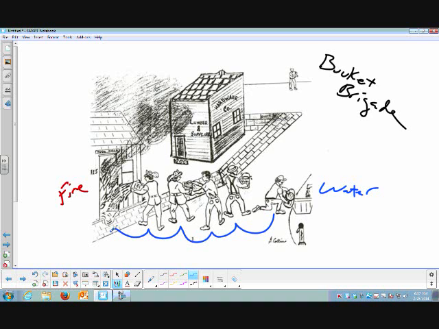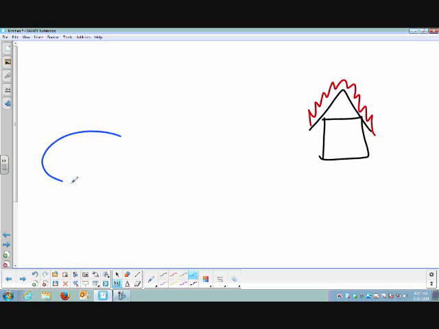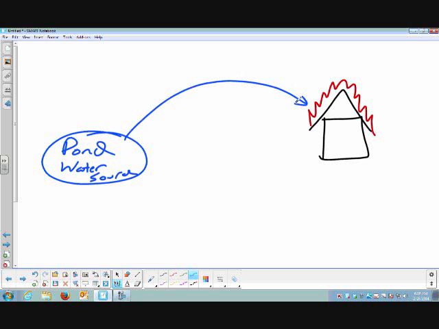And I'd like to use this analogy in terms of talking and introducing electricity. So, let's say we have a house on fire. And that's obviously bad. And let's say we have a little ways, but not too far away from the house, a pond or a well or some type of water source. And we need to get the water from the pond onto the fire. Well, the only way that we're going to be able to do that is through our trusty local fire brigade.